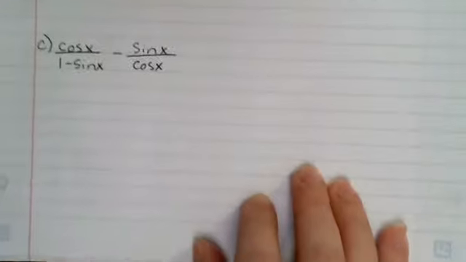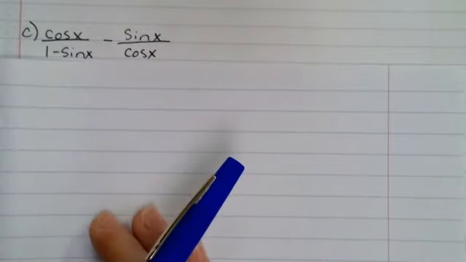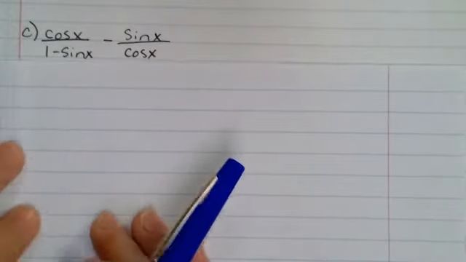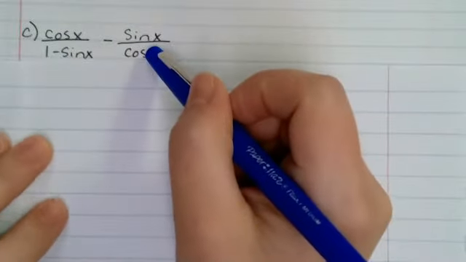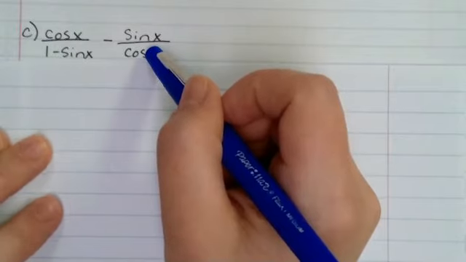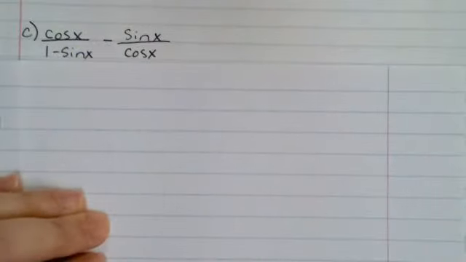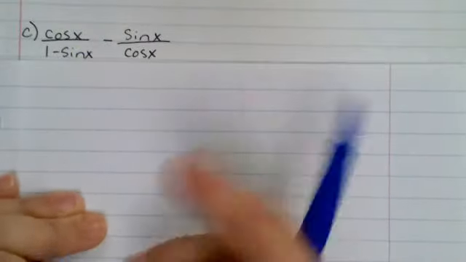All right, so we are looking at cosine x over 1 minus sine of x, and that is equal to sine x over cosine of x. Now, your first instinct might be to change sine over cosine to be a tangent. Here's my problem with that: you can't do much past that point. You would change it and you would feel stuck.